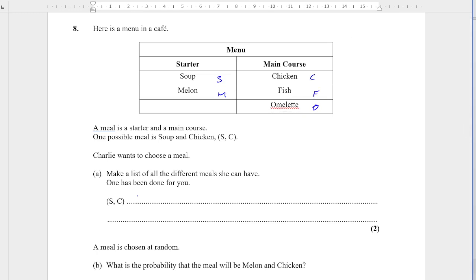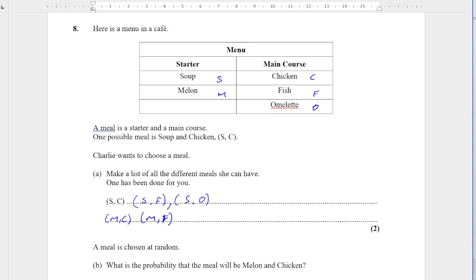Then we can just use letters. So we've done soup and chicken, so our next one would be soup and fish, followed by soup and omelette. And those are all my options, starting with soup. And then I'm going to switch to melon. And I could have melon and chicken. I could have melon and fish.